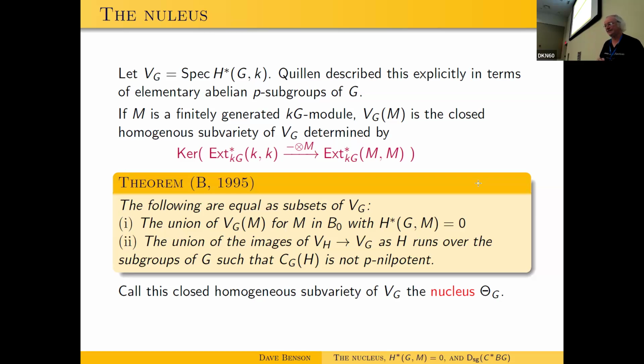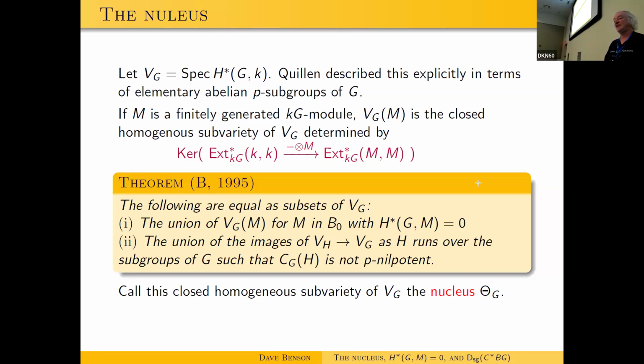So that's what I'm going to call V_G. It's just the spectrum of that ring as analyzed by Dan Quillen. And so there's a definition of support for any module, but I'll just tell you how it works for finitely generated modules, because otherwise it would take an entire talk to tell you.